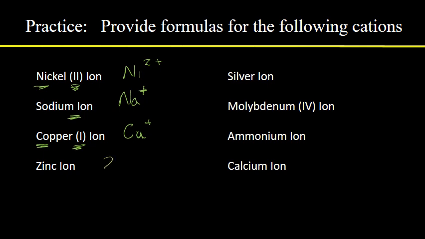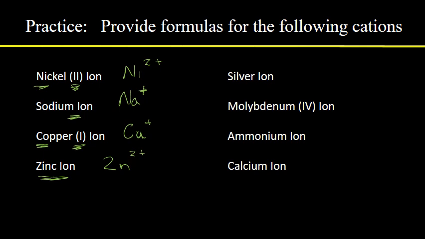Zinc. Zinc is Zn. They haven't given us a charge, but zinc is one of that small group of 4 ions we memorized that always have the same charge. And zinc is always +2. So we can write zinc 2+ that way.